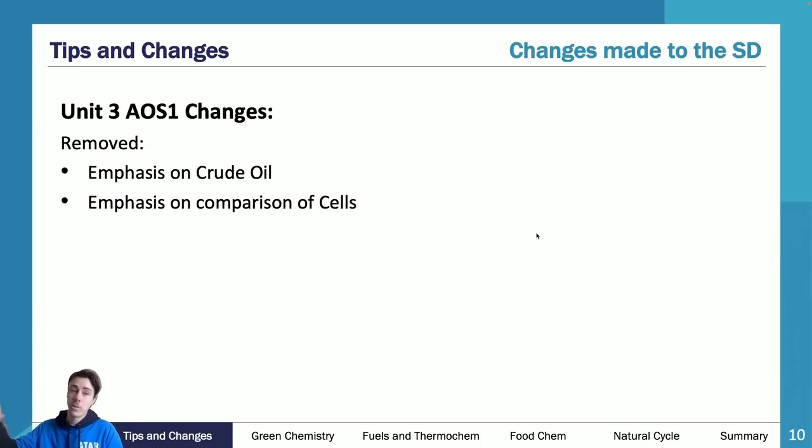What you need to know are the changes. So Unit 3 Area of Study 1 changes. What is being removed? What is being removed is the emphasis on crude oil. You'll find that in the older exams and the older study guides and so forth, there's a massive emphasis on crude oil. Even if you don't know what that is, don't worry. But crude oil is the raw component of something like petrodiesel.